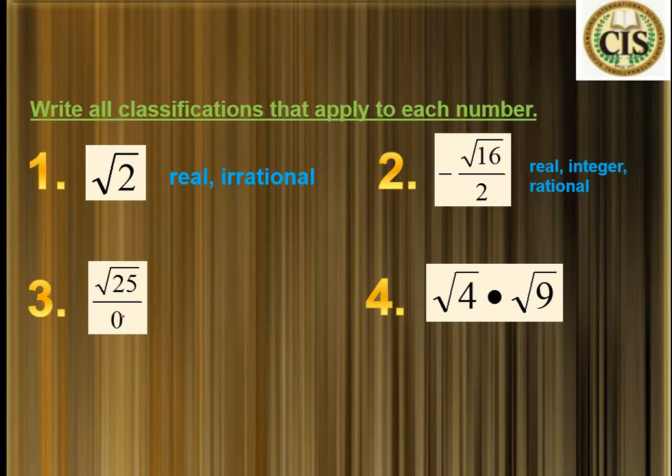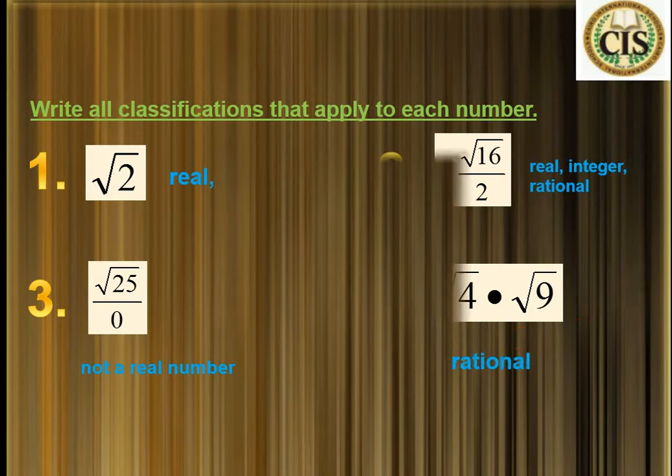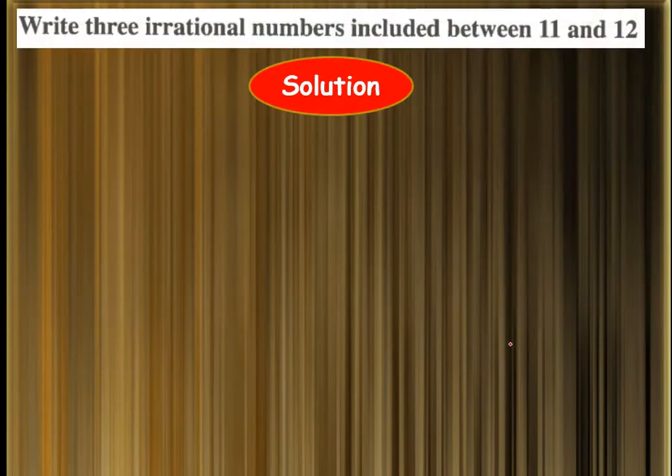Root 25 over 0. No, we said before that any number that has 0 in its denominator isn't a number. Therefore, it's not a real number. Simplify root 4, it will be 2. Root 9, I'm sorry, it will be 3. 2 times 3, the answer will be 6. So, it will be a rational number and an integer.